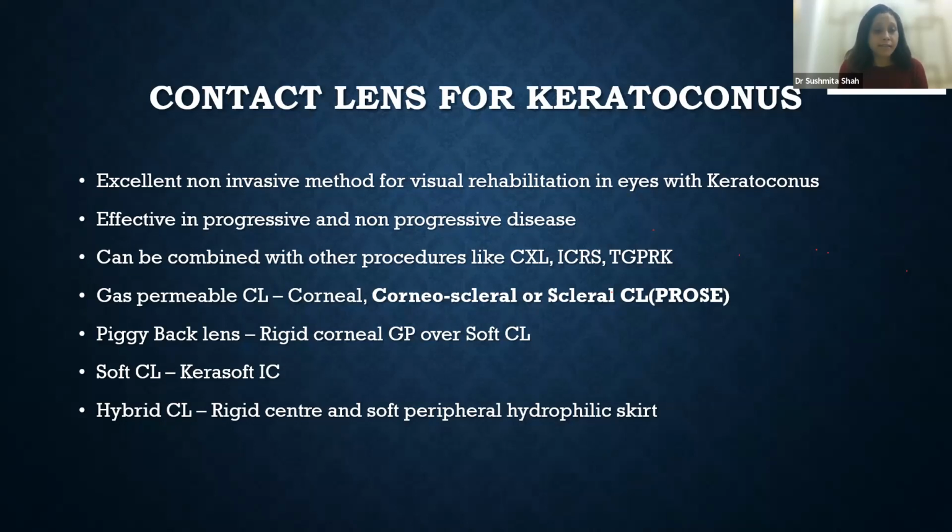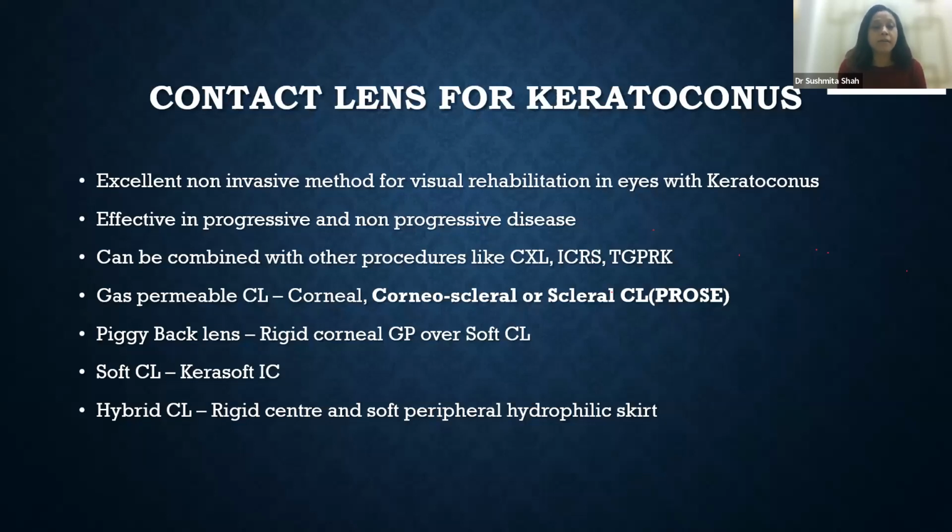Now, the various contact lens options that are available are the gas permeable contact lenses, which could be the corneal gas permeable contact lens, which we very loosely call the RGP contact lens, or the scleral lenses or scleral contact lens, which is also called the PROSE, or the prosthetic replacement of the ocular surface ecosystem. The other options include the piggyback lens, not very commonly used.